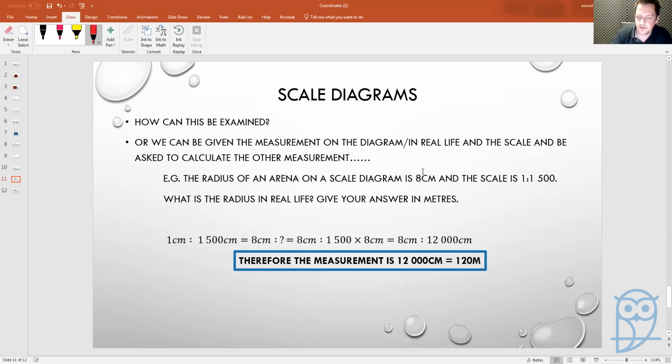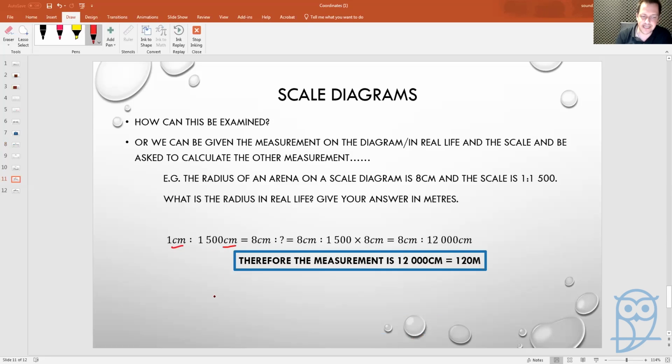So the radius of the arena is 8 centimeters, just as we saw before, and the scale is 1 to 1,500. What will the radius in real life be? And I'm specifying we have to answer in meters. So this 1 to 1,500 means that whatever measurement unit you have will be the equivalent of 1,500 of those same measurements in real life. So it could be centimeters, it could be meters, it could be kilometers, it could be millimeters. It doesn't matter as long as it's the same units.